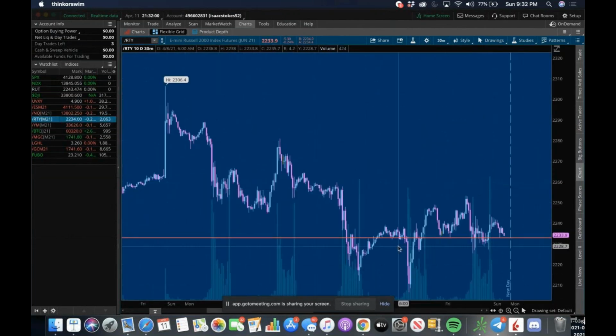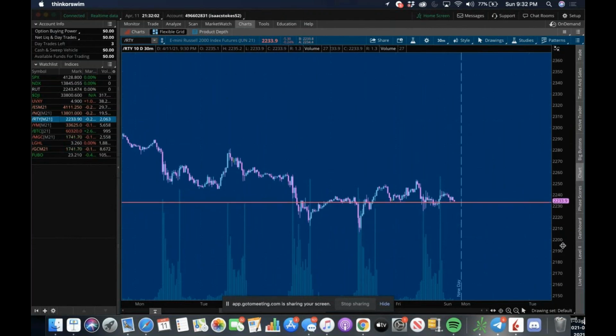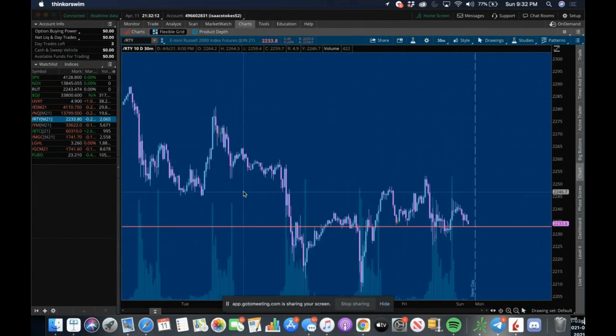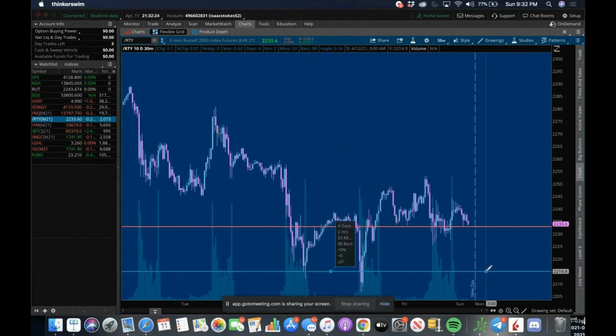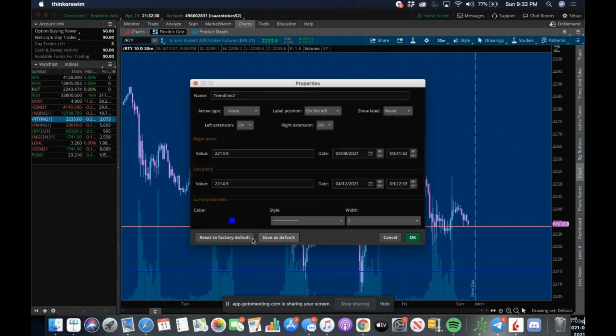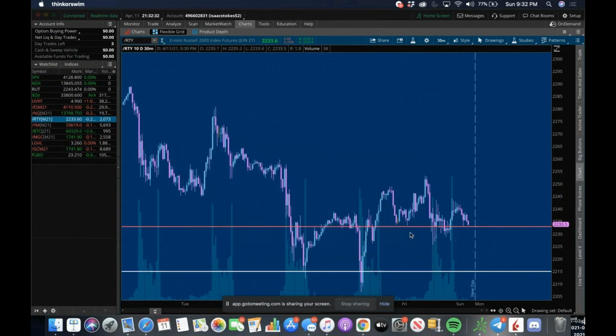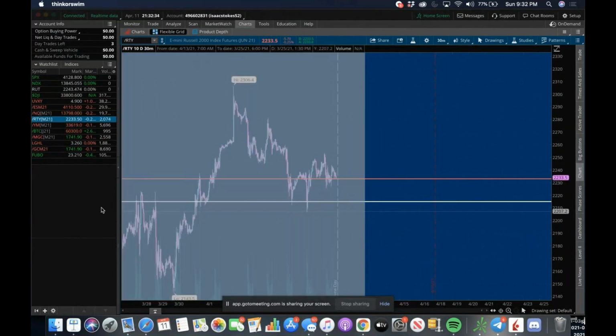The Russell, I mean, this thing is such a piece of shit. The Russell, if it takes out 2214, 2215, it goes to below 2200. That's just a fact. So let's put that right here. I would say maybe 2303, 2304, but I like to say round numbers, so I'll leave it at that. 2300 below 2215. So that's the Russell there.